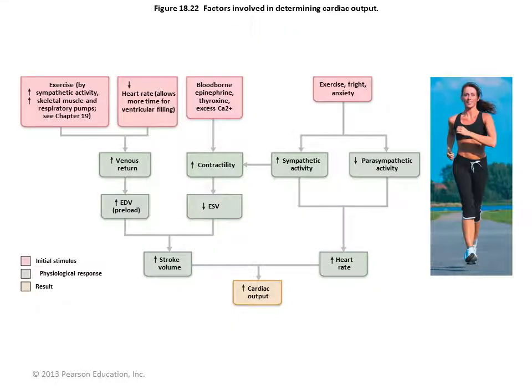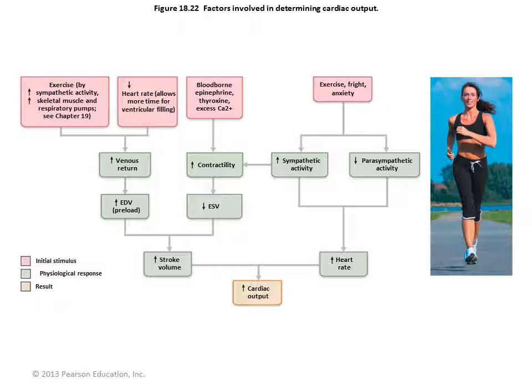Cardiac output is the volume of blood pumped by each ventricle in one minute. Cardiac output equals heart rate, HR, multiplied by stroke volume, SV. HR equals the number of beats per minute, SV equals the volume of blood pumped out by one ventricle with each beat.